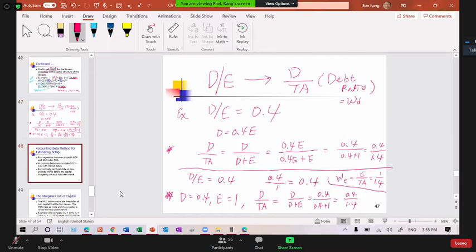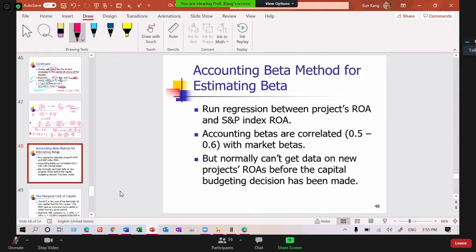Next one. The next way is the accounting beta method. You know that each division doesn't have a beta because they don't have a stock price. So we use the pure play method. But the accounting beta method, instead of stock price, uses the project's ROA and the S&P index ROA. This is the market average ROA.